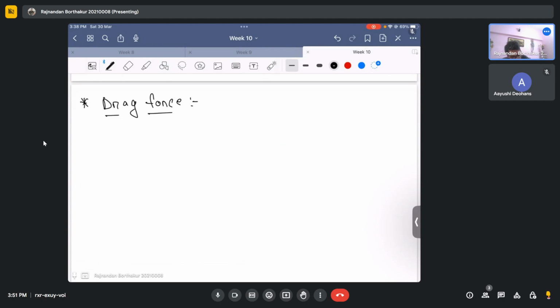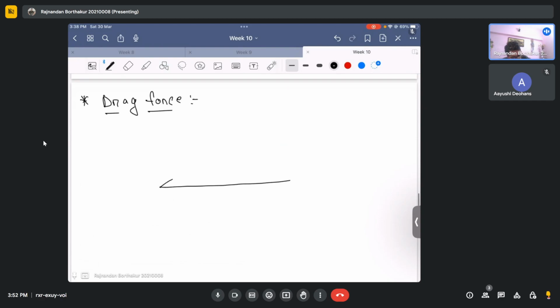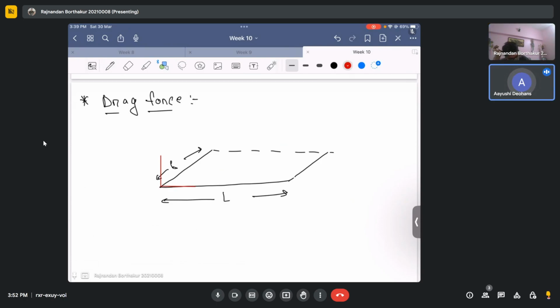Okay, this means if your plate length is L and your width is basically B, you need to evaluate the drag force here. This is your L and this is your B. So how do we do that? Can you give it a try? Shear drag by that mu du by dy. Yeah, exactly.